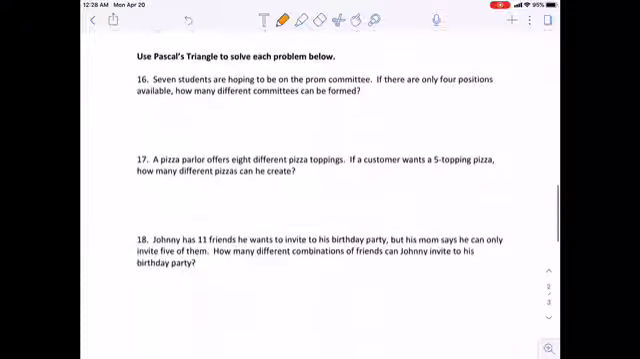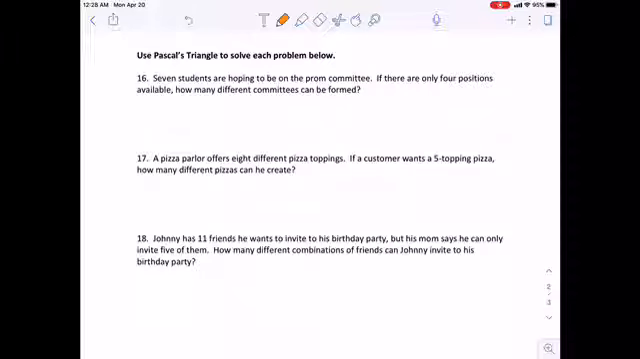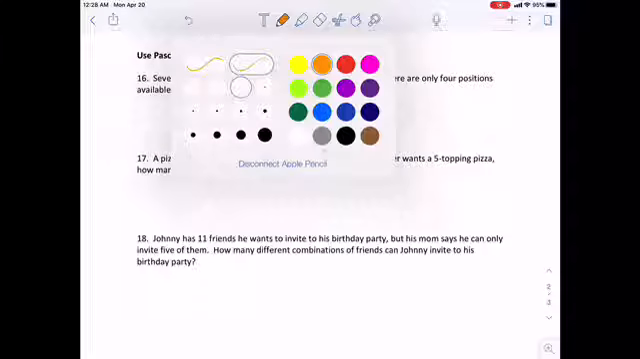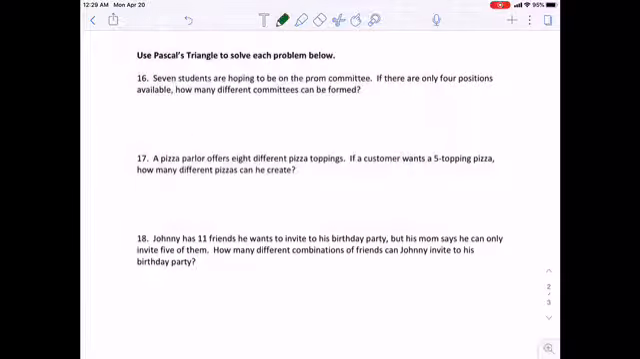Last but not least, we have these 3 story problems. So number 16, 7 students are hoping to be on the prom committee. If there are only 4 positions available, how many different committees can be formed? Well, notice we have 7 students and we are choosing 4 of them. So we can write this either as 7 choose 4, or we could also write it as 7C4, because remember, these two notations mean the same thing.